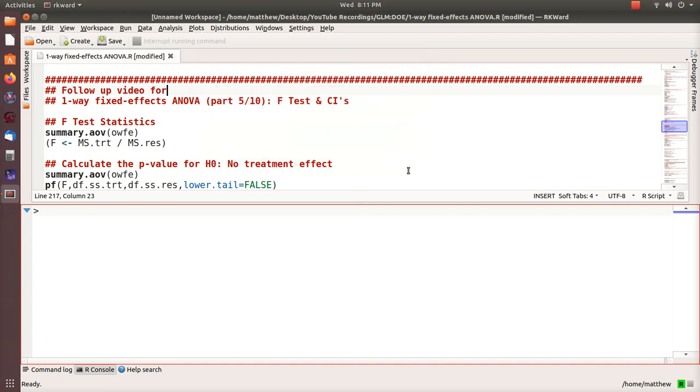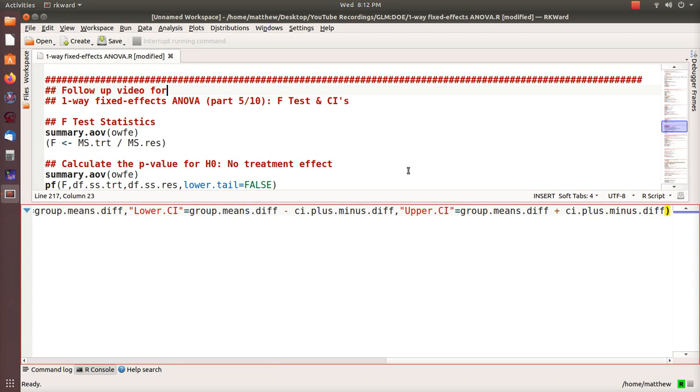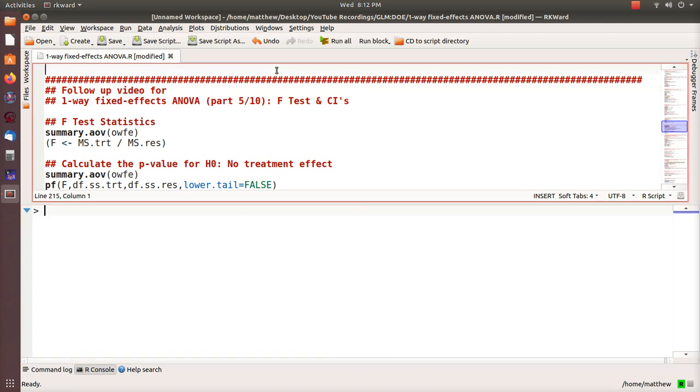Hello, this is the next video in a playlist that I'm calling General Linear Models Design of Experiments. And here we're going to illustrate part 5 of a one-way fixed effects ANOVA little mini-series that I'm doing in R. And there we're looking at F-tests and confidence intervals for the treatment effects. Now, I'm assuming that you have already watched parts 1 through 4.